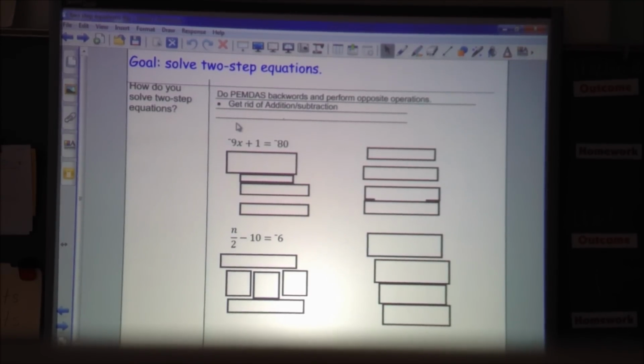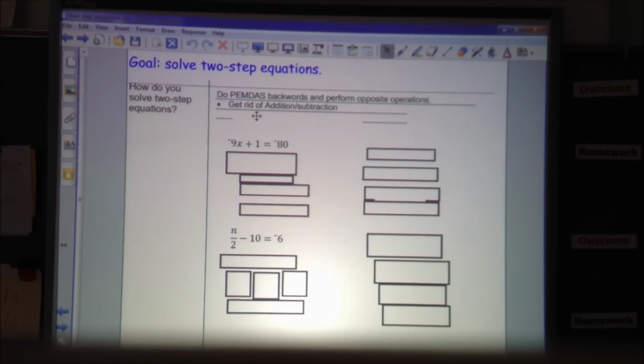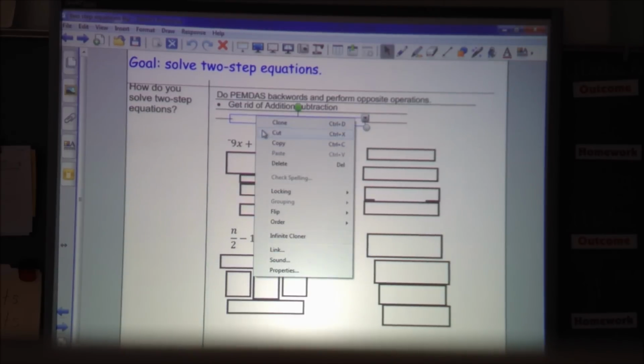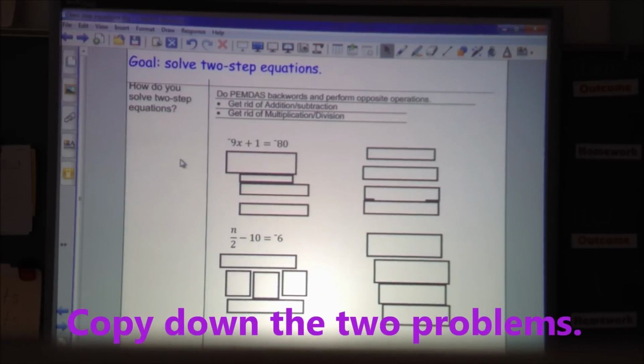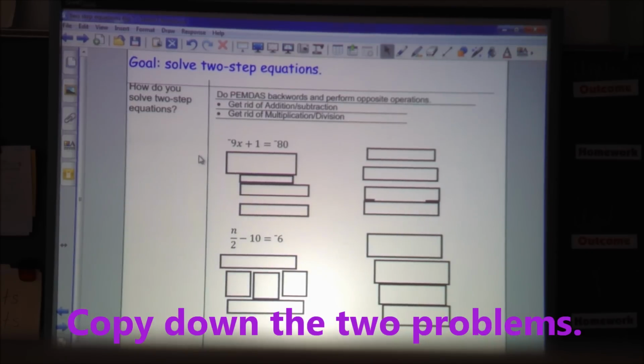I want to get rid of addition and subtraction first. And then I want to get rid of multiplication and division last. I always save what's with the variable for last.